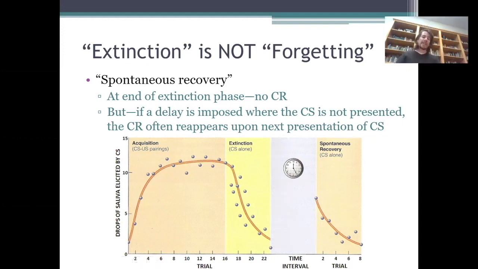So again, that's called spontaneous recovery. Spontaneous recovery is basically the reappearance after a delay of a previously extinguished conditioned response. So that's one post-extinction phenomenon, right? Spontaneous recovery. The response could just sort of come back from the dead like this if the animal hasn't been exposed to the conditioned stimulus in a while.